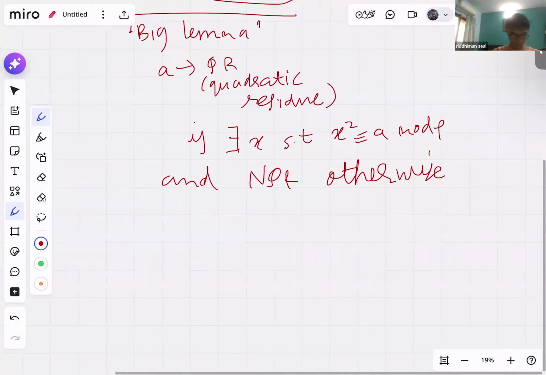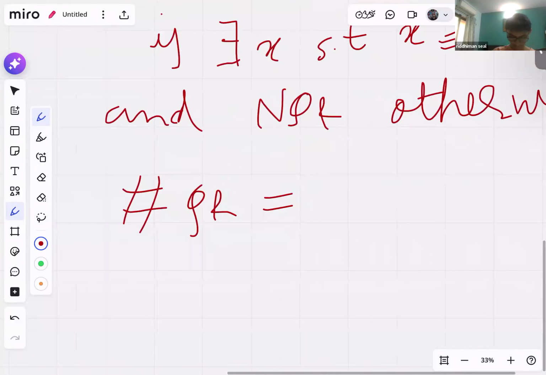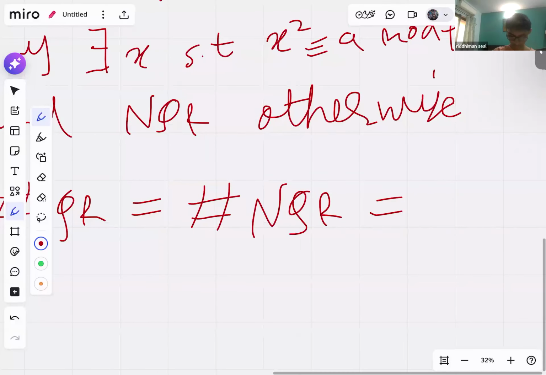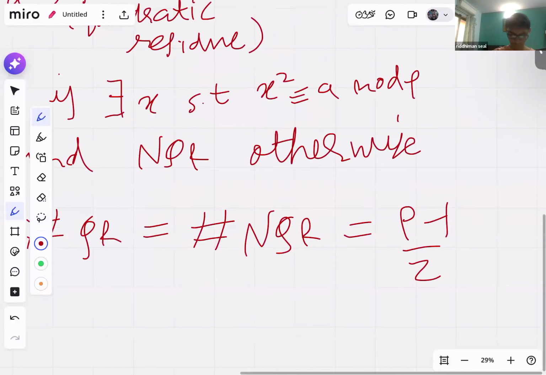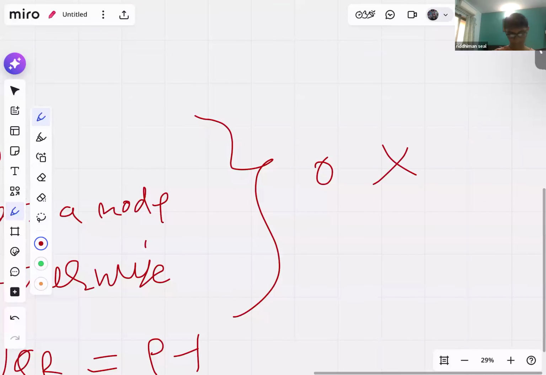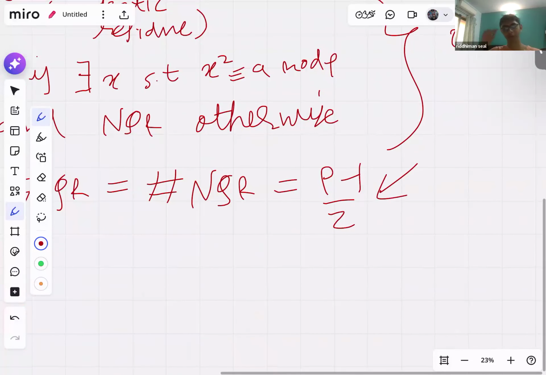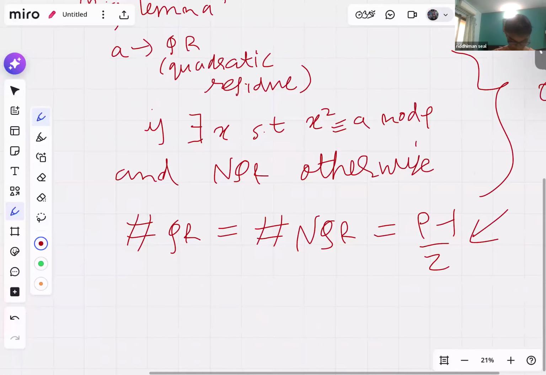The idea is that the number of QRs is equal to the number of NQRs is equal to (p minus 1) by 2. By the way, usually in this definition we exclude 0. You will see why. But that's why we have (p minus 1) by 2 plus (p minus 1) by 2 equal to p minus 1 and not p. Let's continue.